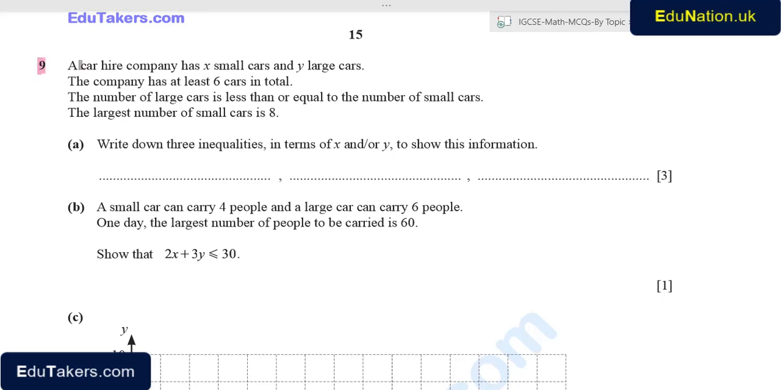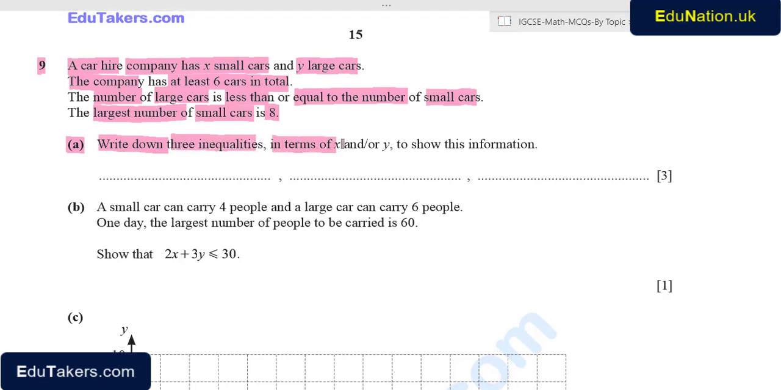Next is question number 9. A car hire company has X small cars and Y large cars. The company has at least 6 cars in total. The number of large cars is less than or equal to the number of small cars. The largest number of small cars is 8. Part A. Write down 3 inequalities in terms of X and or Y to show this information.